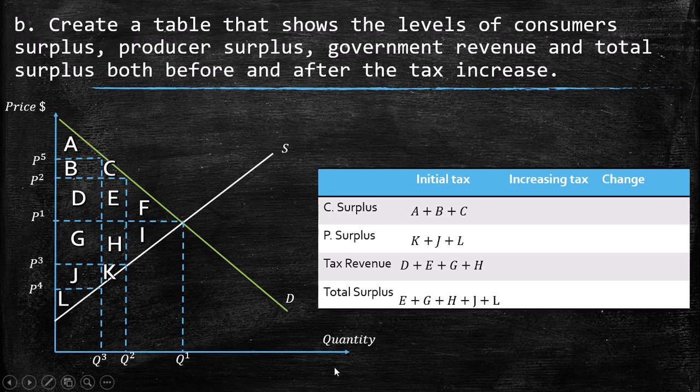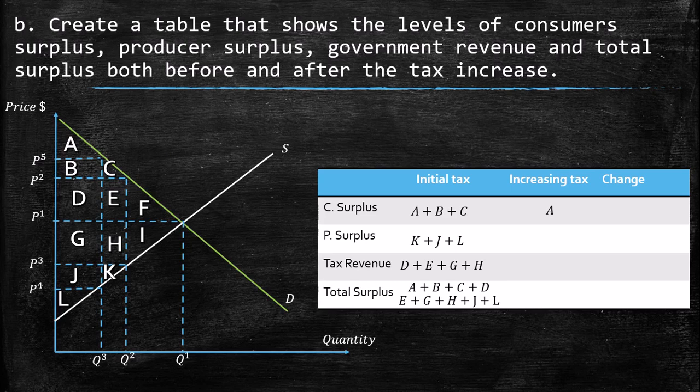And let's take into account that we have here F and I, the deadweight loss. All the transactions that are not going to be made anymore because of the taxation, which is F and I.